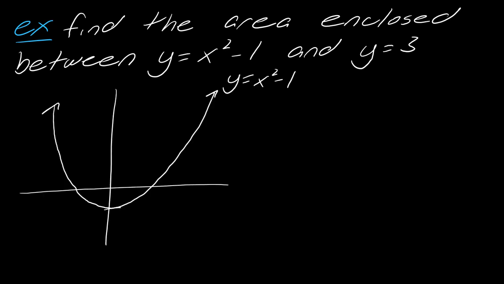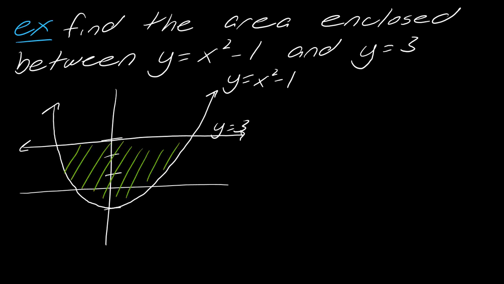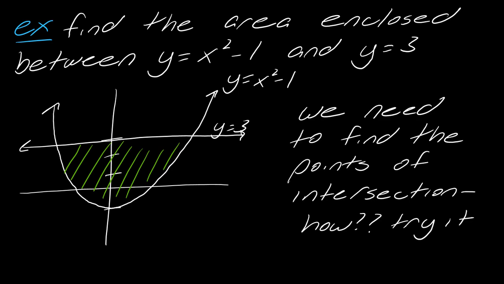So I've got y equals x squared minus 1, and then I've got y equals 3. So here are my two graphs. The area that I'm looking for that's enclosed between the two, this is the area that's enclosed. Okay, so the next thing that we need to do is find the points of intersection. That would be here and here, where these two graphs intersect. So how would you do that?